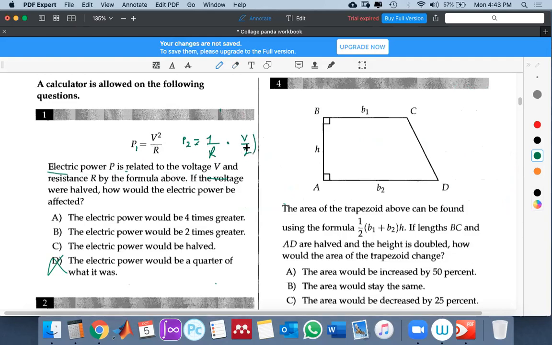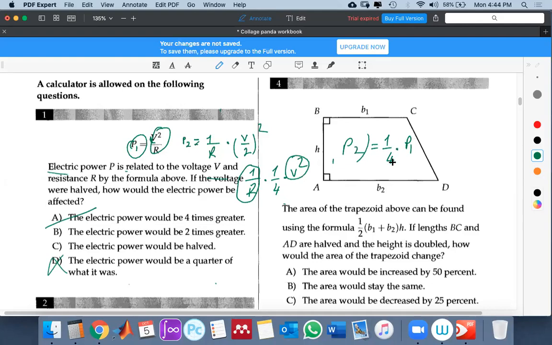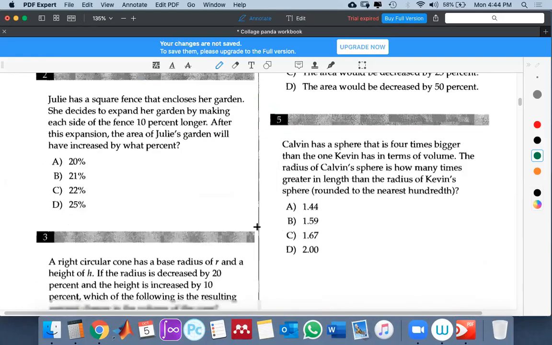So V over 2 squared. That means 1 over R times 1 over 4 times V squared. It is directly related to P1. So P2 is 1/4 of P1. That's it. Would the electric power be 4 times greater? No, it's getting smaller. P2 is the original amount divided by 4. 2 times greater? No. Would be half? No. Not half, 1/4. 1/4 is a quarter, we say. Come on. Question number 2.